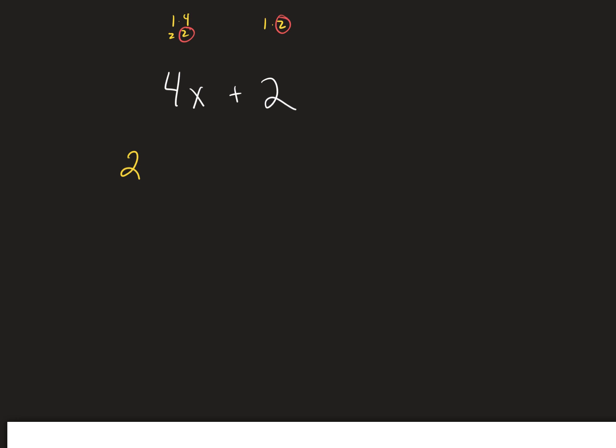Now I'm going to be looking at the letters. This one has an x, but this one does not. So we can't take an x out as a GCF. Okay, so our GCF is 2. That's it, 2 is our GCF, okay?